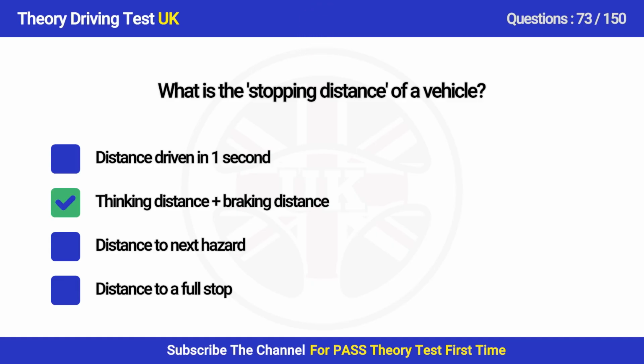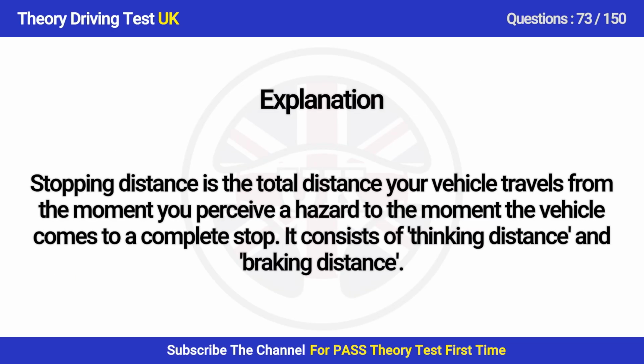Answer is B. Thinking distance plus braking distance. Stopping distance is the total distance your vehicle travels from the moment you perceive a hazard to the moment the vehicle comes to a complete stop. It consists of thinking distance and braking distance.